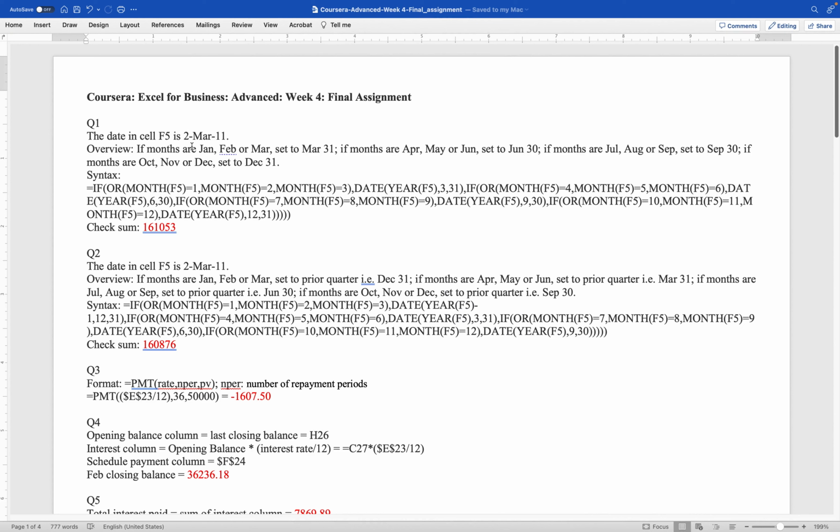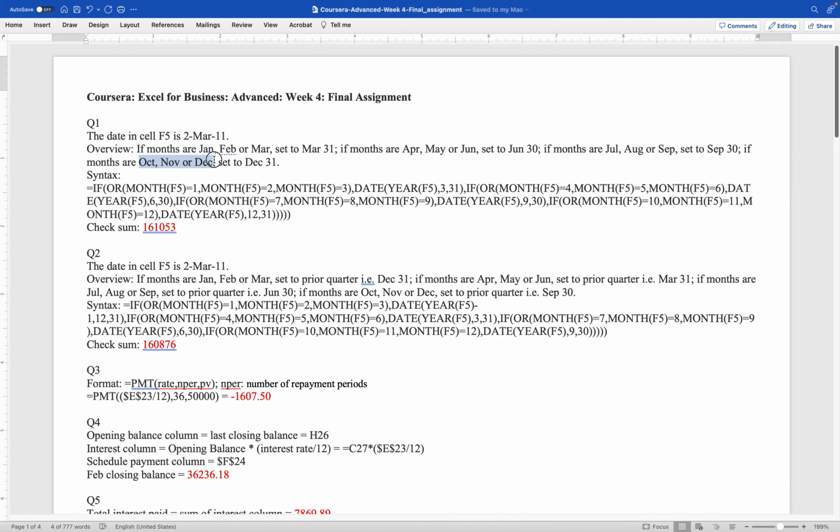If the month is January, February, or March, they want us to set it to the end of the quarter, March 31st. Likewise, if the months are April, May, or June, they want us to set it to the end of the second quarter, or June 30. If the months are July, August, or September, the third quarter, or September 30. And finally, if the months are October, November, or December, the fourth quarter, December 31st.